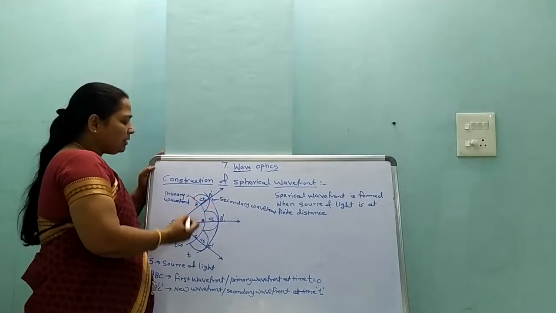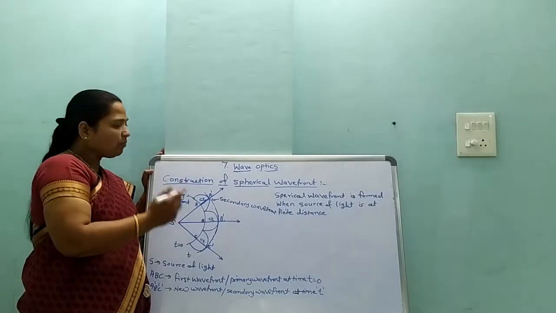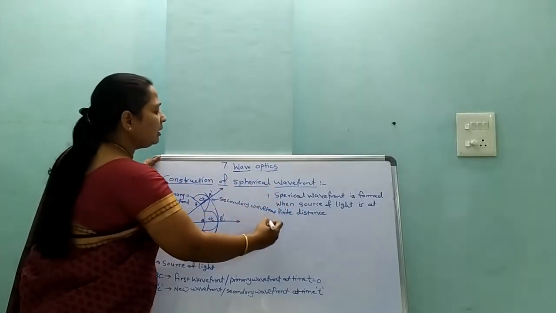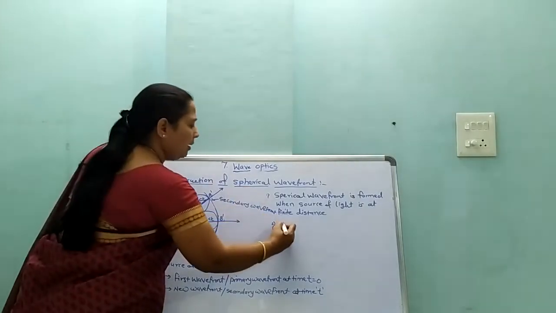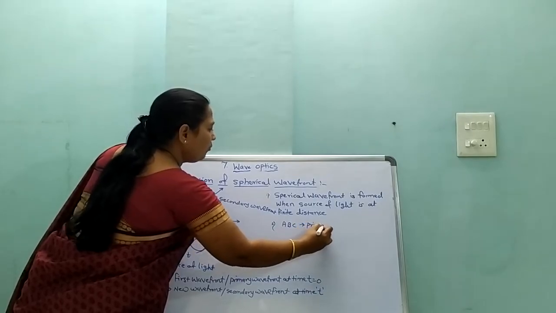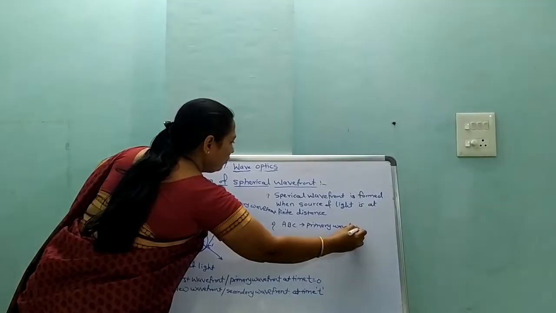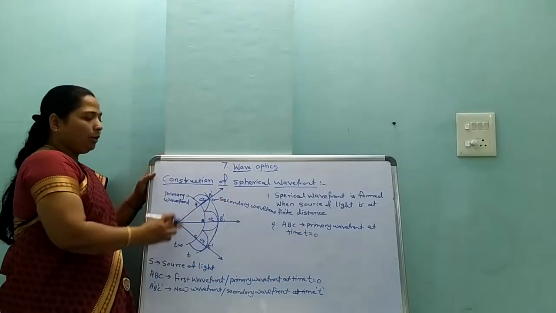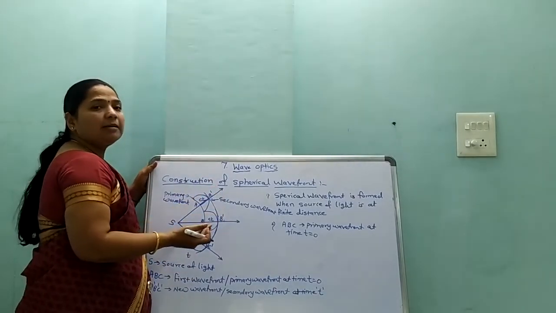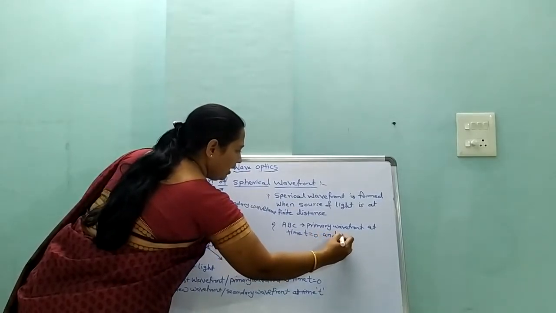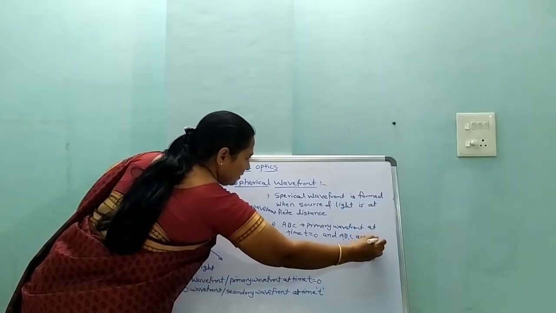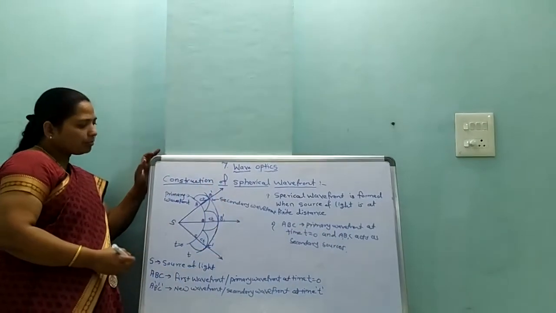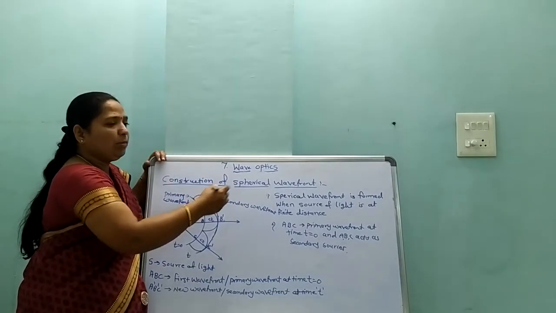Therefore, the first condition for a spherical wavefront is that the source of light is at finite distance. The second condition: A, B, C is the primary wavefront at time t is equal to 0, and A, B, C act as secondary sources. Then they again emit light in all possible directions.